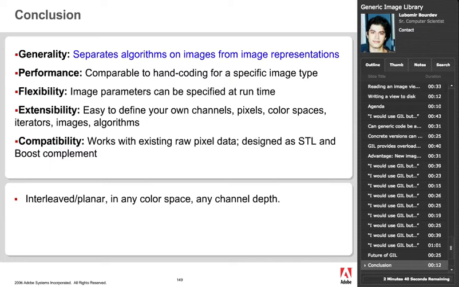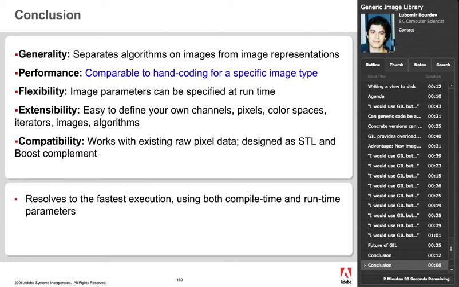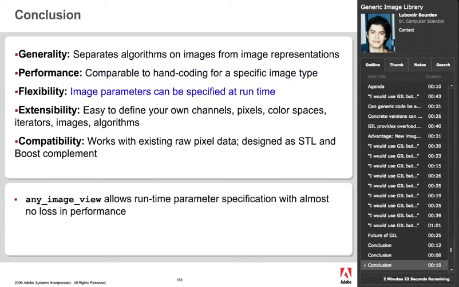In conclusion, I showed you how GIL abstracts away the image representation and allows you to write the algorithm once and have it work for images of any type. I showed you how GIL algorithms provide overloads and can achieve down-to-the-metal performance. The dynamic image extension allows you to specify any image parameter at runtime without a performance penalty.